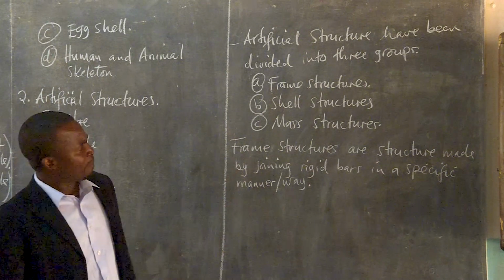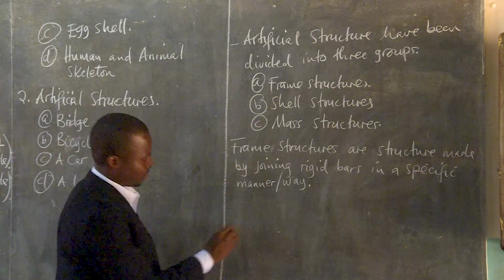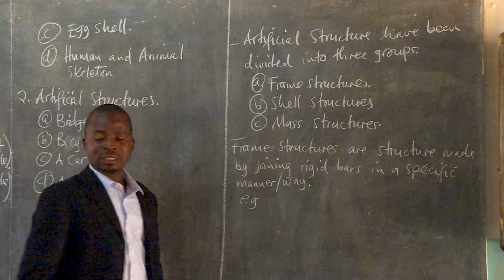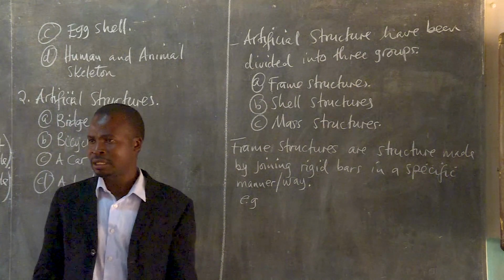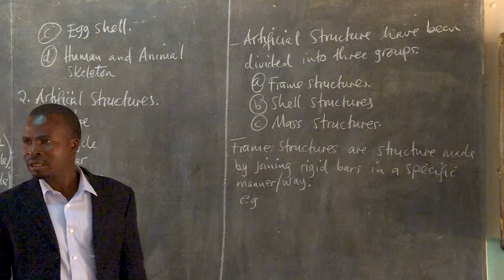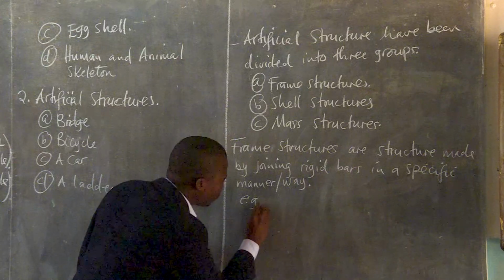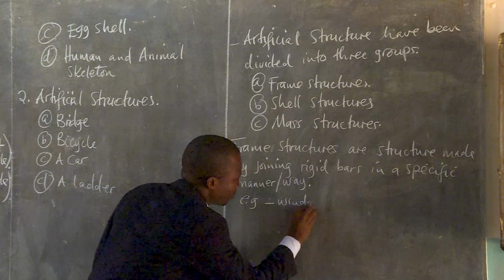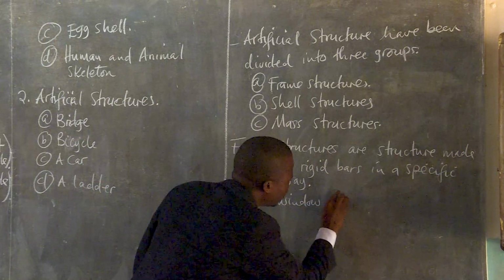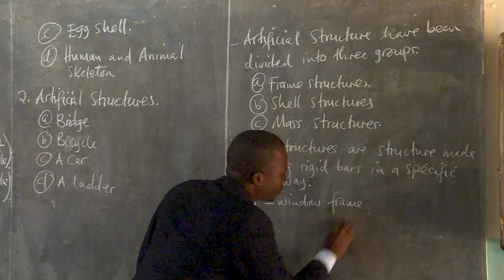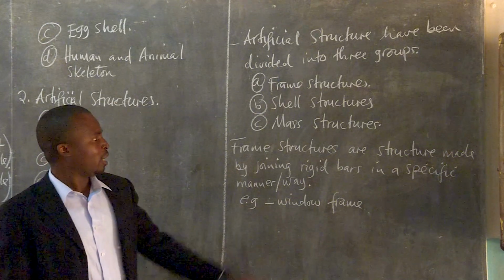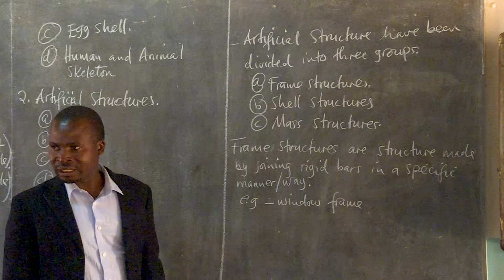Then examples of frame structures. What are examples of frame structures? James? A window frame. So we have the window frame. A window frame is an example of a frame structure.